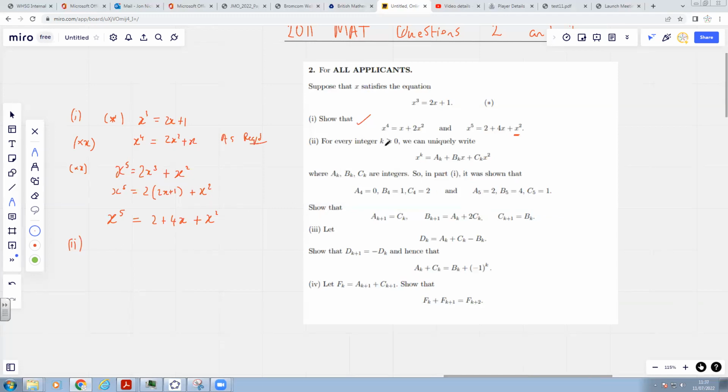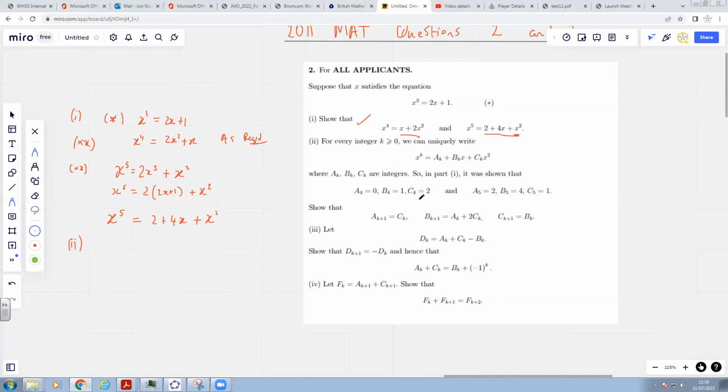Now they're saying here, for any k greater than or equal to 0, so for any power of x, you can uniquely write it as a quadratic. That's interesting. Notice we just did that here and here. We wrote x to the power 4 as a quadratic. We wrote x to the power 5 as a quadratic. And there's only one way of doing that. Now, initially, our x to the power 5 was cubic, but then we used this previous answer to turn it into a quadratic. Well, we're going to do a similar kind of approach here.